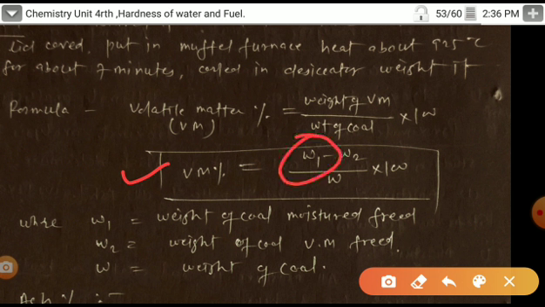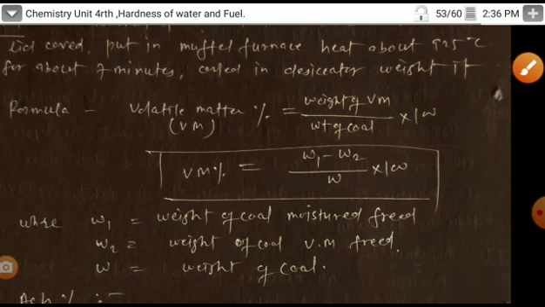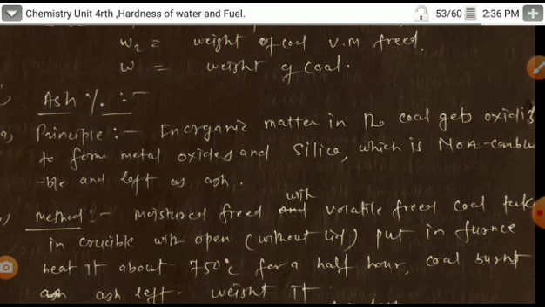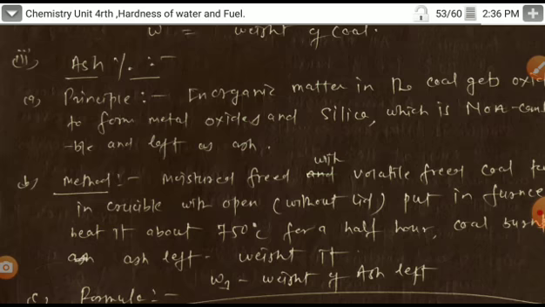W1 is the weight of the coal in which the volatile material is present. W2 is the weight of the coal after the volatile material is totally removed. Divide by the weight of the actual coal taken before the analysis, multiplied by 100, and it comes out as the percentage of volatile material. It is the second parameter of the proximate analysis of the coal.